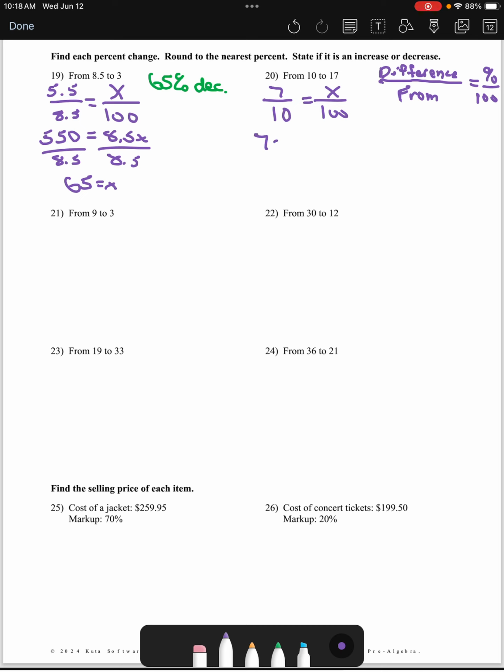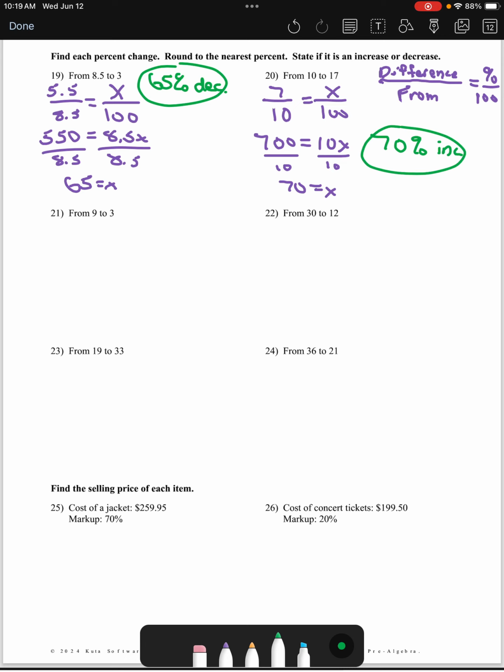Cross multiply. 7 times 100 is 700. 10 times x is 10x. Divide both sides by 10 and we get 70 is equal to x. That means we have a 70% increase. Okay. So notice I'm showing a lot of work, and I'm also recopying the numerical answer with the word or abbreviation for increase and decrease so that we know what the final answer is. I invite you to pause and try 21 to 24.